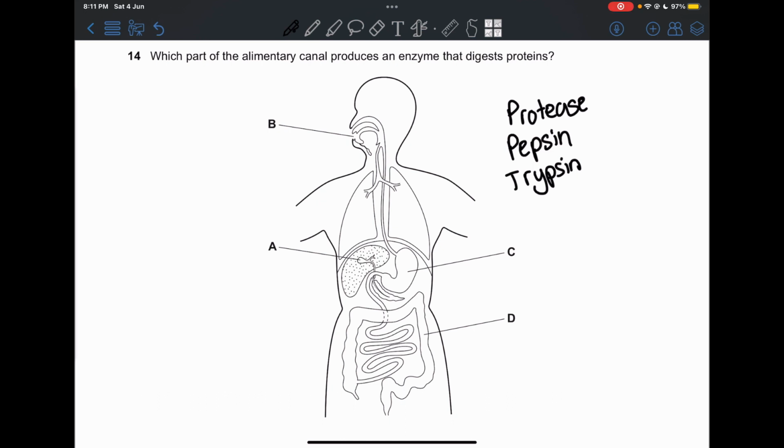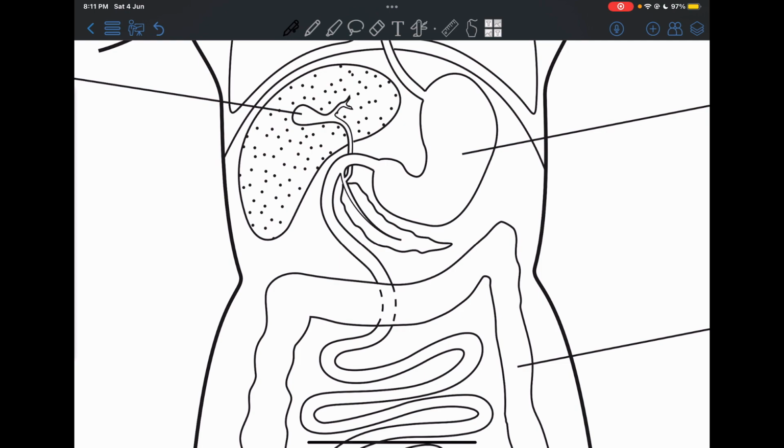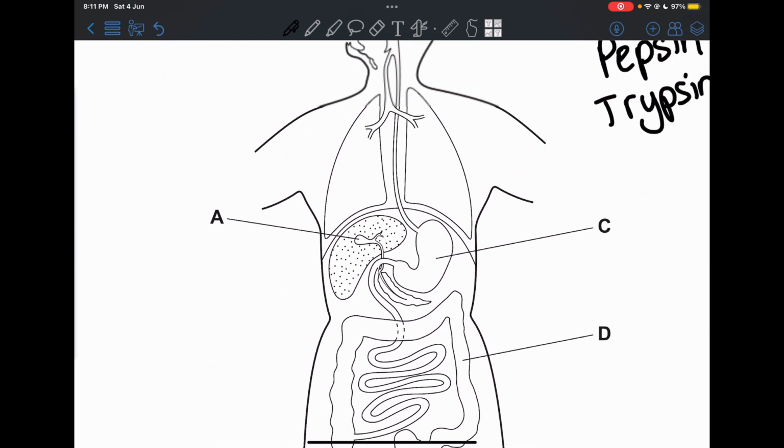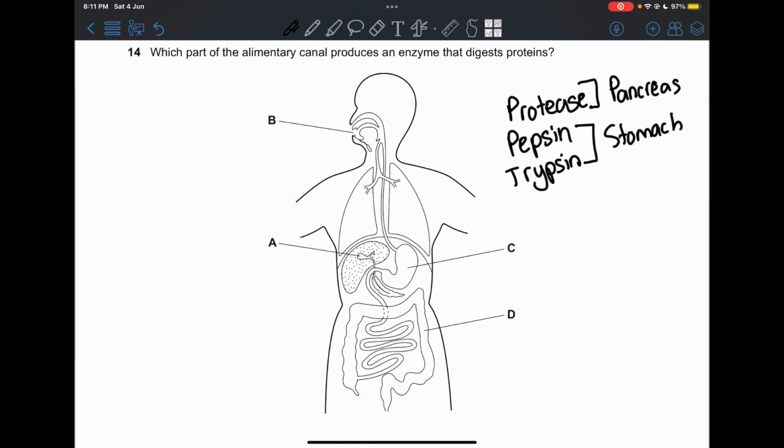So we're going to be choosing over here, the protease is from the pancreas, and the pepsin and trypsin is from the stomach. So we're going to be choosing either the pancreas or stomach. Let's check which organs are labeled over here. Of course, this is the pancreas, and it's not labeled. So we're not going to be choosing the protease because it's not labeled.